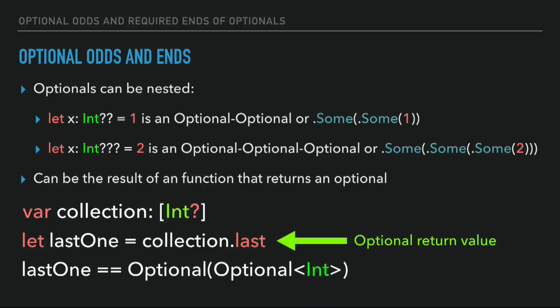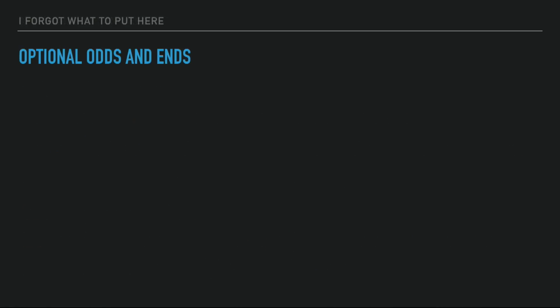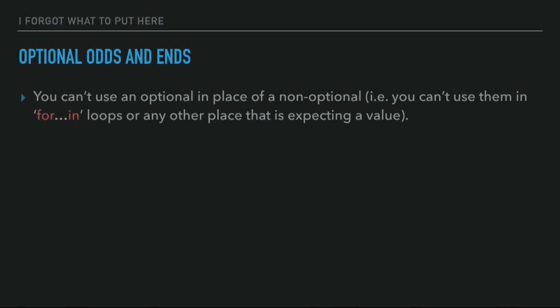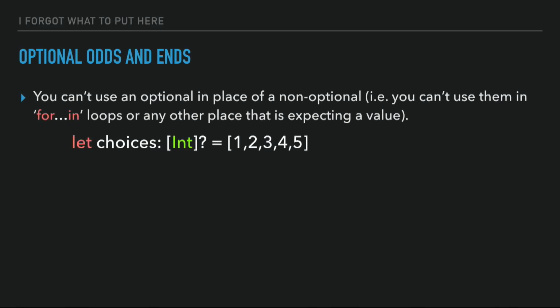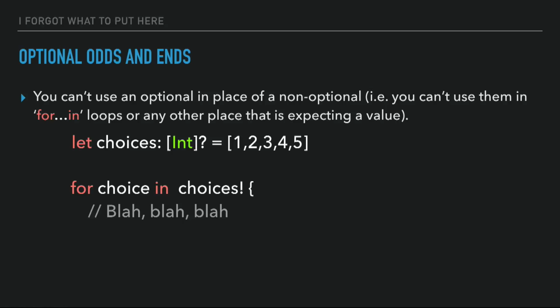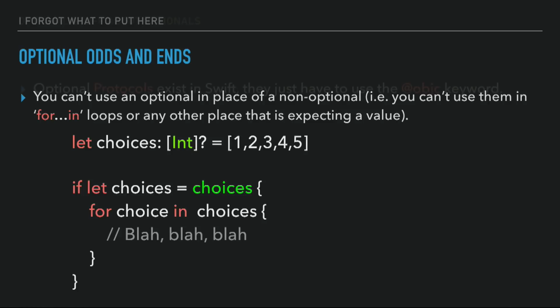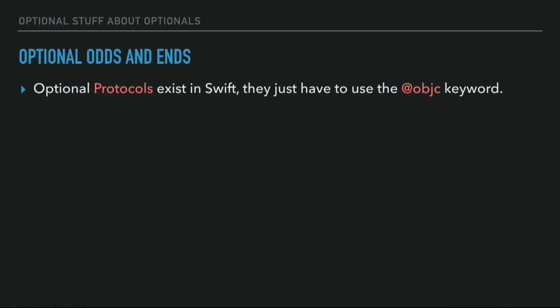All right. So if it were printed out, it would actually say optional, and so on. You can't use an optional collection in place of a collection. If you're doing a for in, and you say we're going to use choices and we're going to try to explicitly unwrap it, it's not going to let you do that. You're going to have to go back and do optional binding to get the value out, and then you can run it.